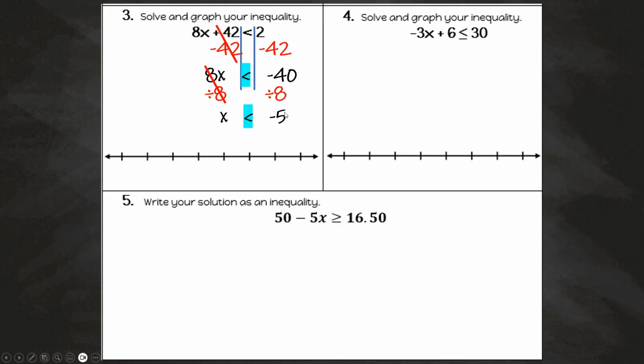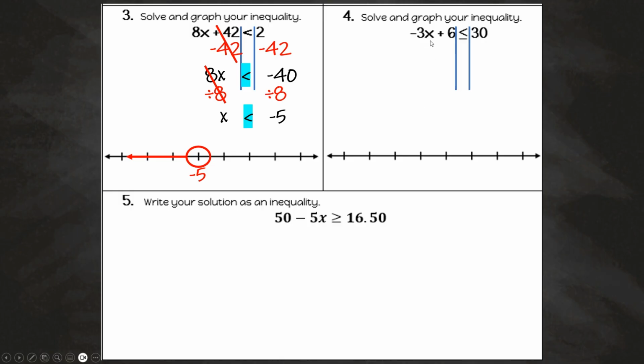So this is our inequality. Now we have to graph it. So we have -5 on our number line. We're going to have an open circle because it does not include -5. It is not equal to -5, but it has to be less than -5. And our arrow is going to go to the left.